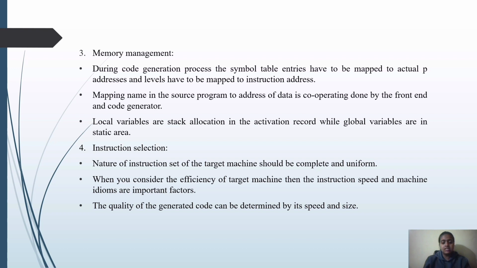Instruction selection is the next issue. The nature of the instruction set of the target machine should be complete and uniform. When you consider the efficiency of the target machine, then the instruction speed and machine idioms are important factors. The quality of the generated code can be determined by its speed and size.